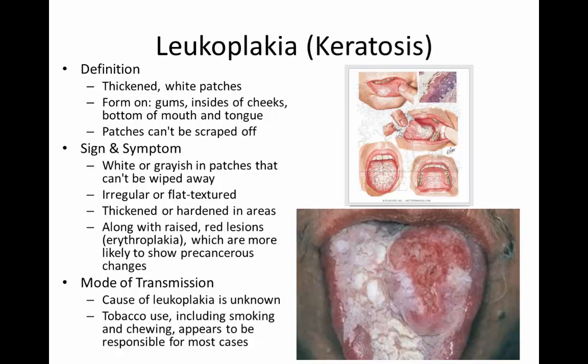They may be irregular or flat in texture, thickened or hardened in areas. They may also be associated with red raised lesions, or erythroplakia, which is more likely to show precancerous changes. The cause of leukoplakia is unknown. Tobacco use, including smoking and chewing, appears to be responsible for most cases.